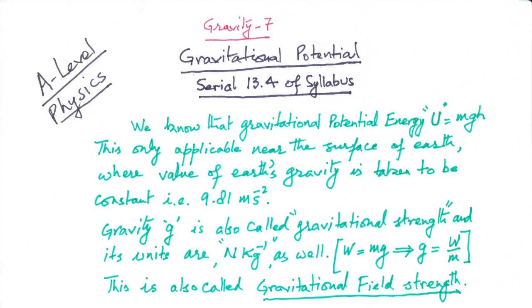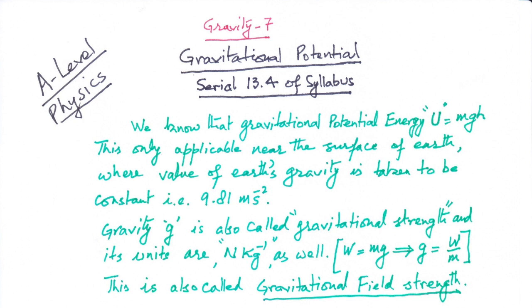We have already read W is equal to mg and that the gravitational potential energy is equal to mass times gravity times height in the Earth's gravity. The value of gravity is taken to be 9.81 meter per second square, also rounded off to 10 meter per second square. This gravity is also known as gravitational field strength.